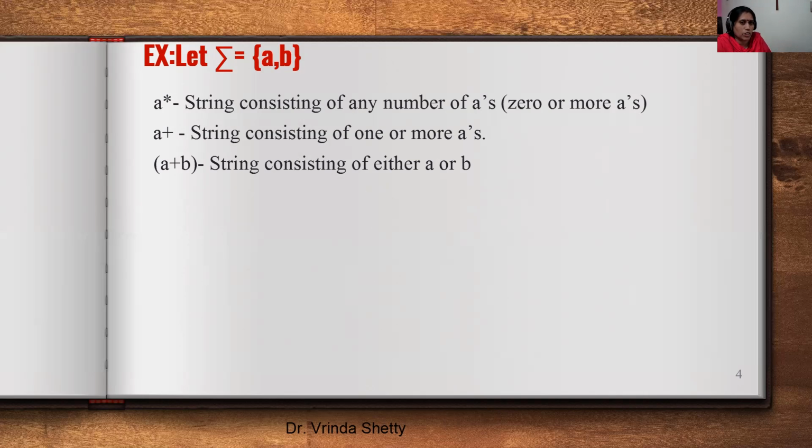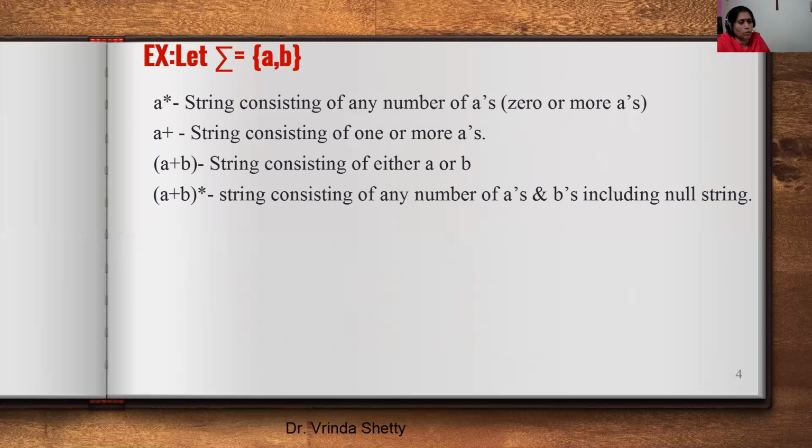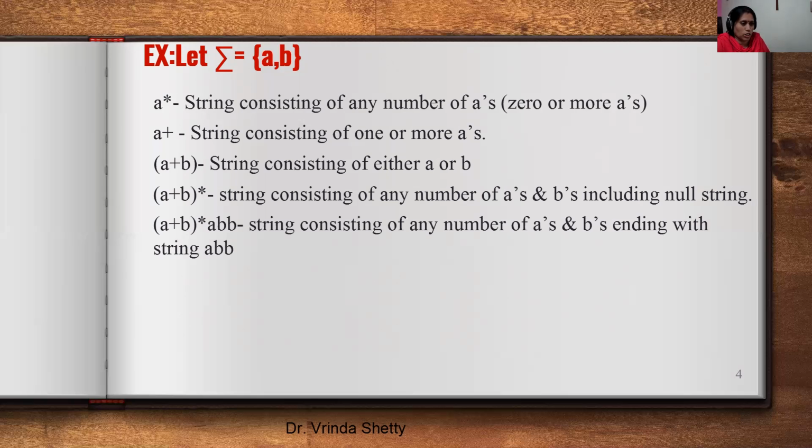Similarly, if (A plus B) star is there, it indicates any number of A's and B's can occur, including epsilon, that is, the empty or null string. If we write (A plus B) whole plus, it indicates a string also consisting of any number of A's and B's, but the null string will not be there. A minimum of one A or B will be present in the language.